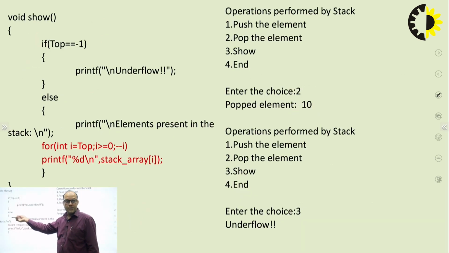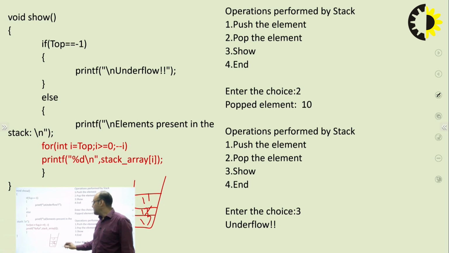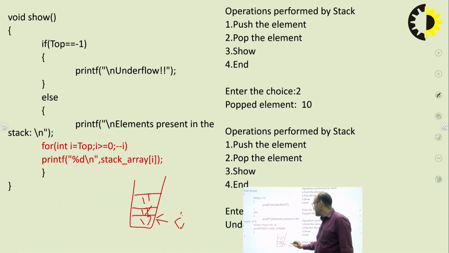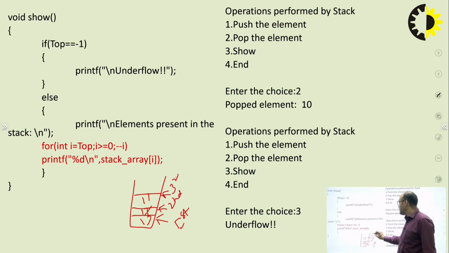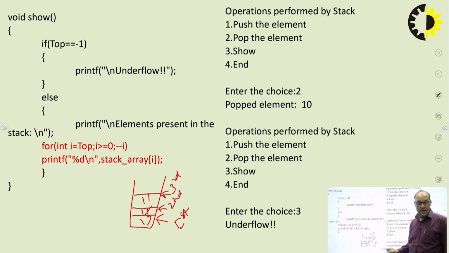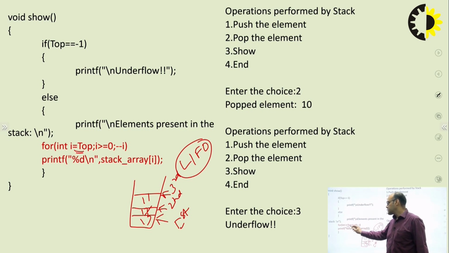So what is the show function? The show function will display the elements in the stack. How will the elements in the stack be displayed? See, for example, these are the elements which I want to display, 11, 12, 13. So the first element is 13. This is my first element, this is my second element and this is my third element. The last element is the first element because we know that the operation performed here is LIFO, last in first out fashion. So how will we print this? I have initialized a variable i equal to top.